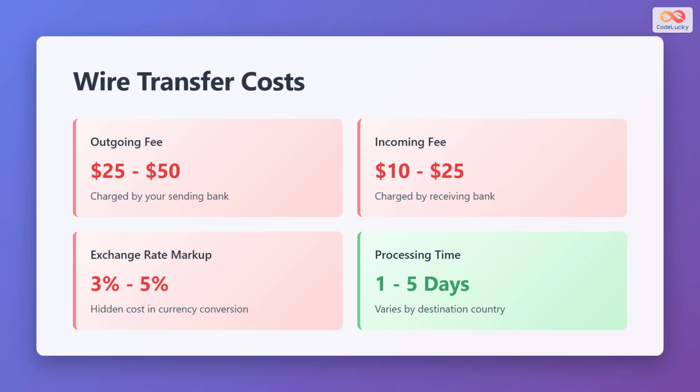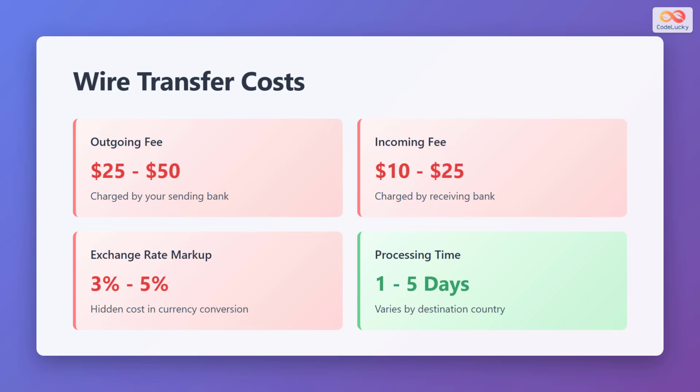Understanding the true cost of wire transfers requires looking at multiple fee components. Your sending bank typically charges an outgoing fee ranging from $25 to $50 per transfer. The receiving bank, on the other end, often adds an incoming fee of $10 to $25. Beyond these visible fees, there's a significant hidden cost in the exchange rate markup. Banks typically add 3 to 5% above the real market exchange rate when converting your money. This markup can actually exceed the stated transfer fees on larger amounts.